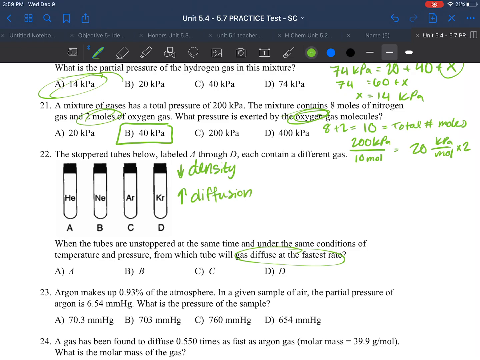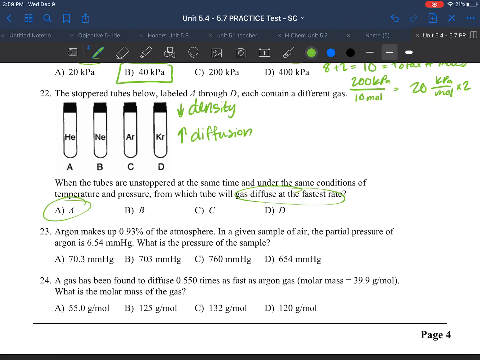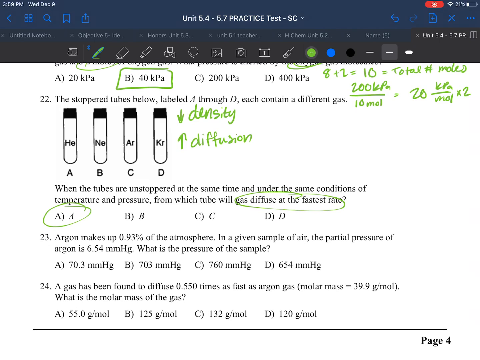And so for our case, if you were to look up on that table at the back of your blue packet, you would find that helium has the smallest density, therefore tube A will be the fastest. All right, 23.